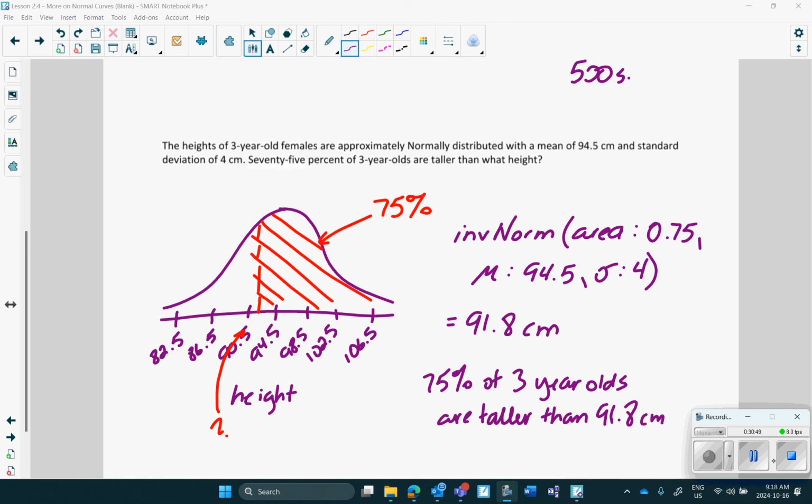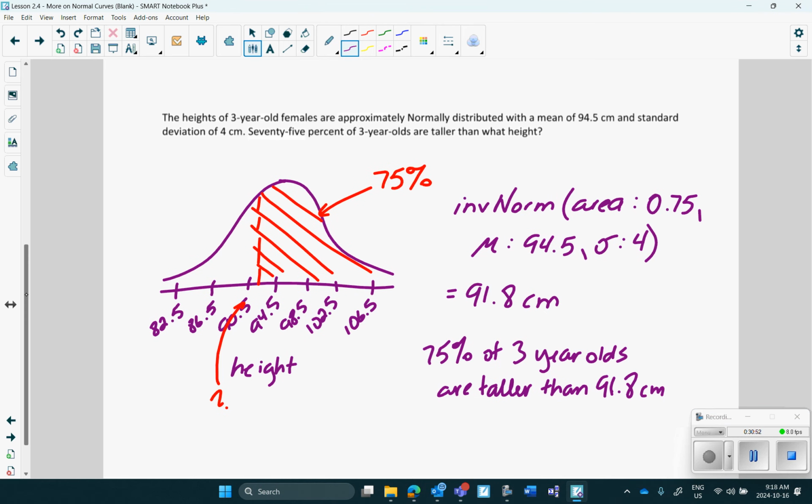Okay, so I made a mistake here. Because what you have to do when you're using inverse norm, the area always has to be to the left that you enter. So we're finding 75% of the area, like we're finding this, we have to enter this because it reads the left side area. So it'd be 0.25. Sorry about that. So it'd be 0.25. I don't know if that impacts the newer calculators. I think you guys hit left, didn't you? Yeah, so that you don't have to worry about that.